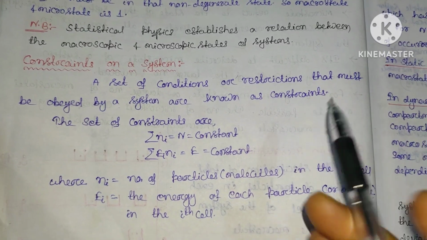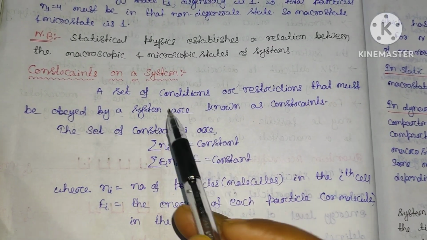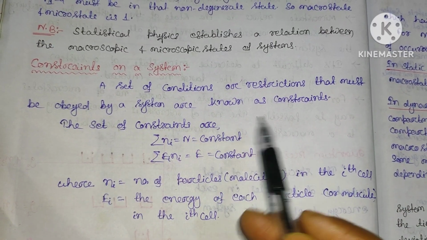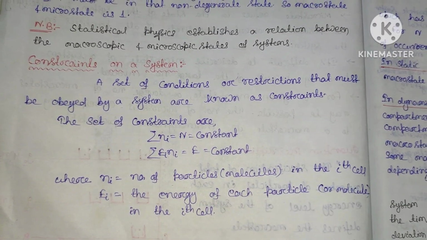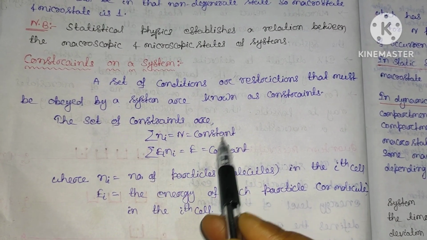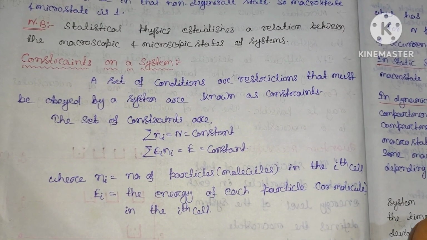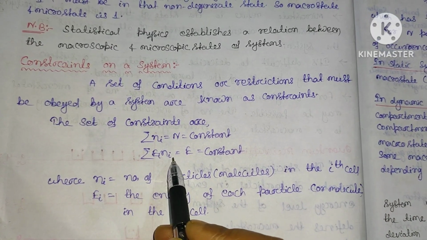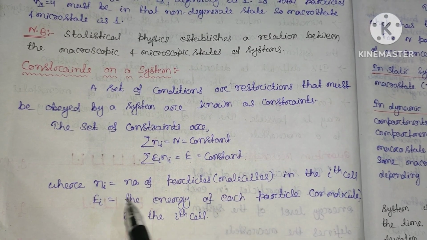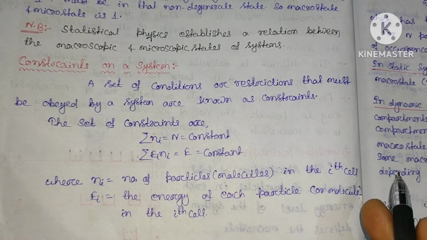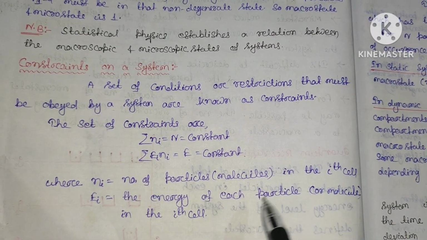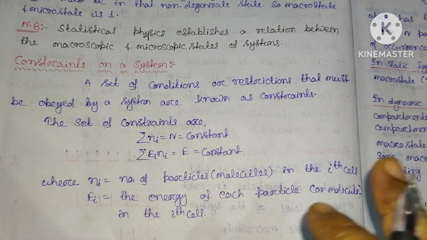So the next comes the constraints on a system. Constraint means a restriction. So what are the constraints? A set of conditions or restrictions that must be obeyed by a system are known as the constraints. Like sum of Ni equal to N, that is the total number of particles in a system, is constant. Sum over Ei Ni equal to E, that is the total energy of the system, is constant, where Ni is the number of particles or molecules in the ith cell. I will derive it later. And Ei is the energy of each particle or molecule in a particular cell, that is the ith cell.